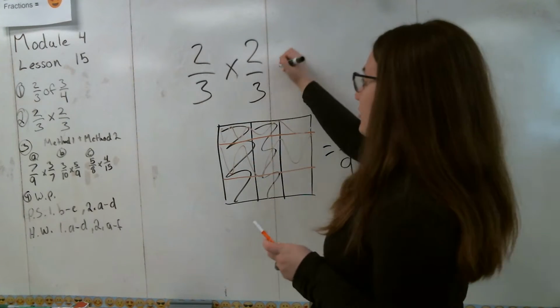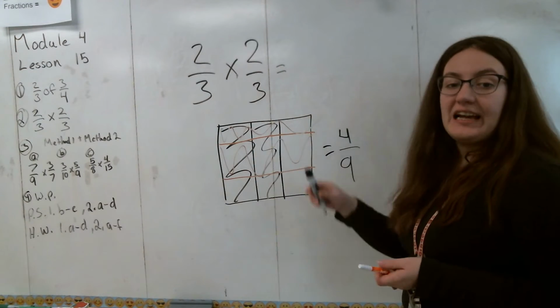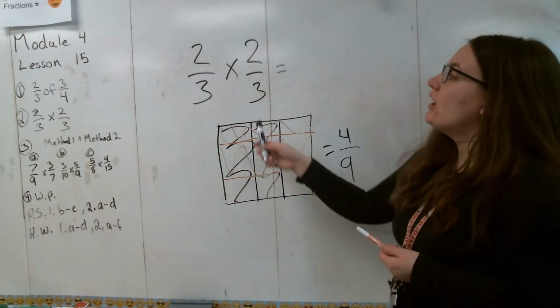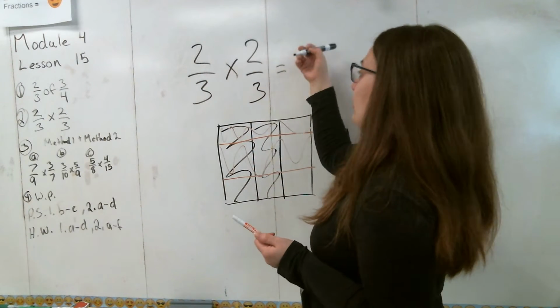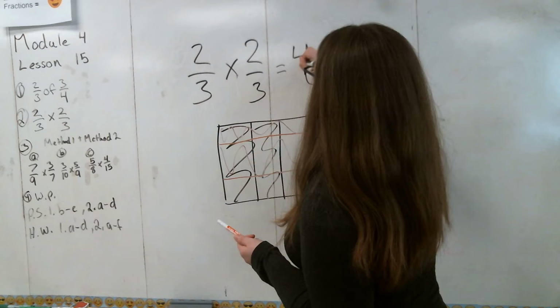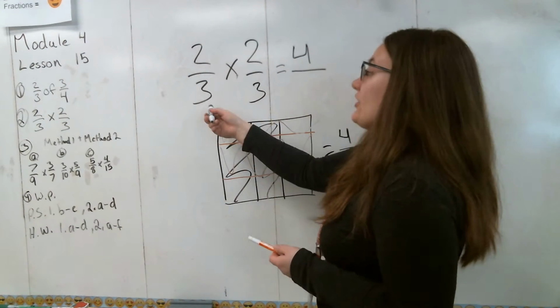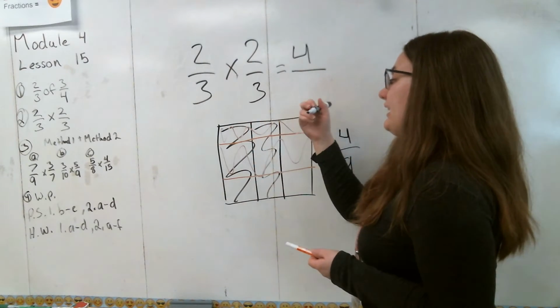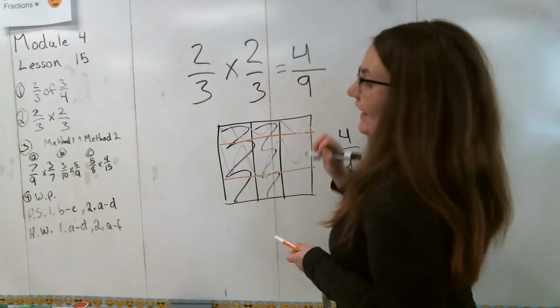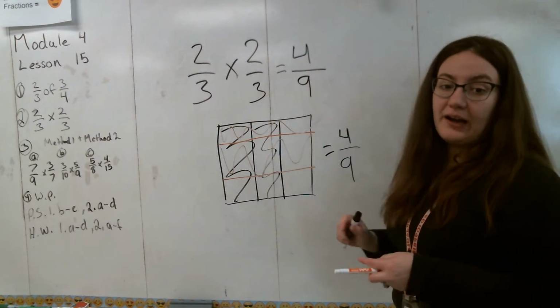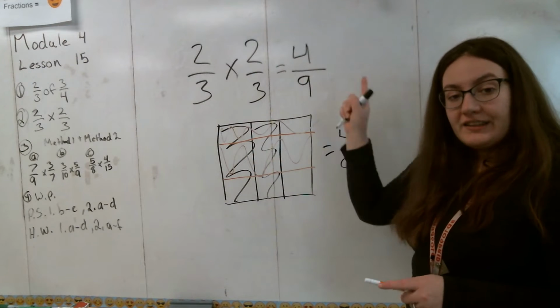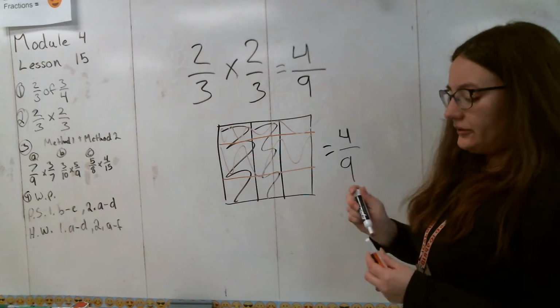Now, if I were to do this numerically, I would just have to go straight across. So I'll do 2 times 2, which gives me 4, and then I find the product of my denominators. So then I'll do 3 times 3, which gives me 9. And then that would also be my final answer. So these are 2 different ways to solve the same problem.